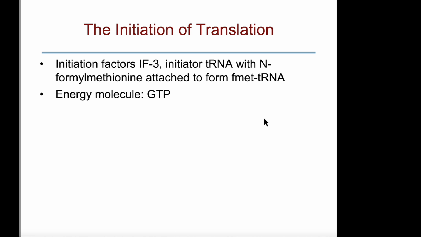Now let me be very clear and help differentiate one of the differences between prokaryotic cells and eukaryotic cells. In prokaryotic cells, the initiator tRNA has a formyl group attached to methionine. Whenever you're talking about a prokaryotic cell, you should always assume that if you see fMet, or formylmethionine, you are referring to a prokaryotic cell. Eukaryotic cells do not have a formyl group attached to the methionine.